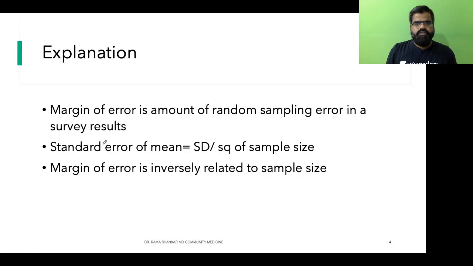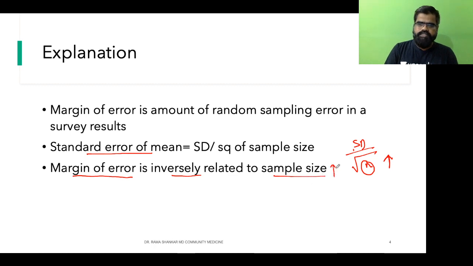The error, as I said, is the amount of random sampling error in a survey result. As you all know, the standard error of mean is calculated as standard deviation divided by the square root of sample size. As the sample number increases, students, your standard error will come down. So margin of error is inversely related to sample size. If your sample size increases, your margin of error will decrease. If your sample size is less, your standard error will be more.